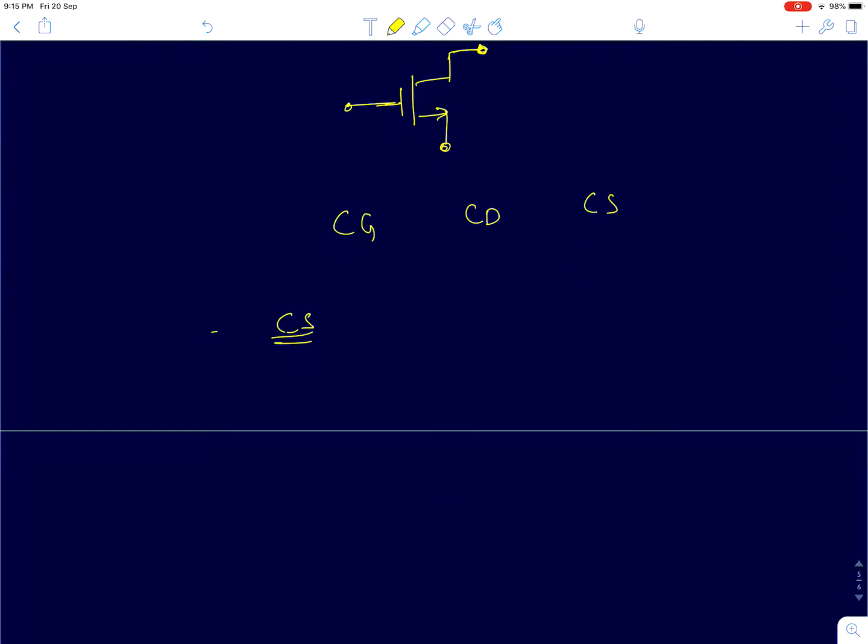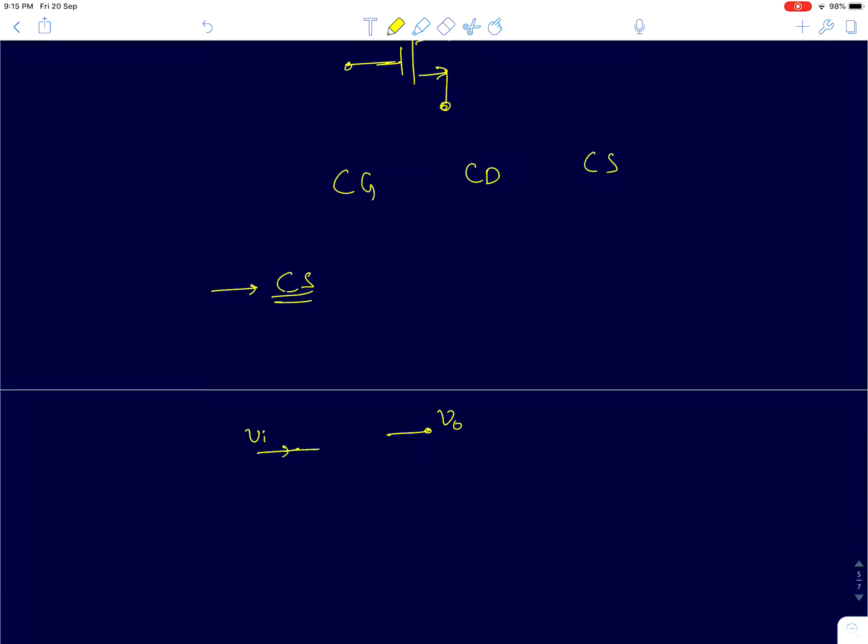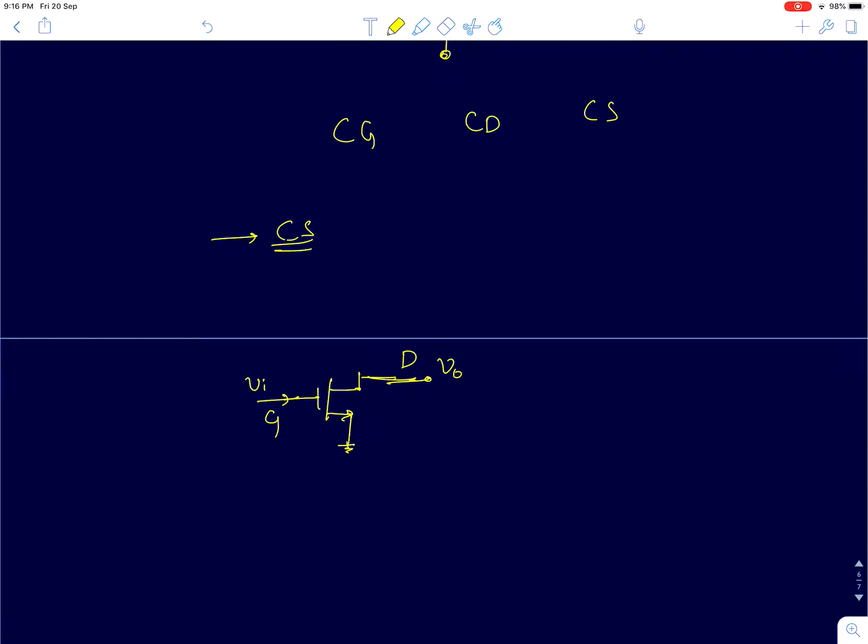So how do you call it a common source or common gate? You first see where the input is applied, and then see the terminal where the output is taken. The third terminal becomes your common terminal. So for example, in this case, your input is at the gate, output is at the drain, and therefore the source becomes the common terminal. This is the common source configuration.